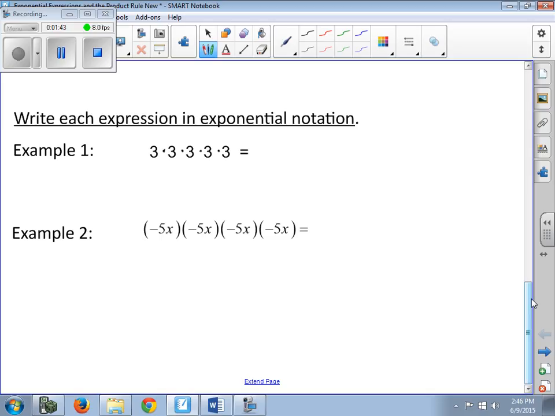Okay, write an expression in exponential notation. So we have 3 times 3 times 3 times 3 times 3. In other words, 3 is the base, and it is used 1, 2, 3, 4, 5 times. Our second example, negative 5x is the base, and the base is used as a factor 1, 2, 3, 4 times.